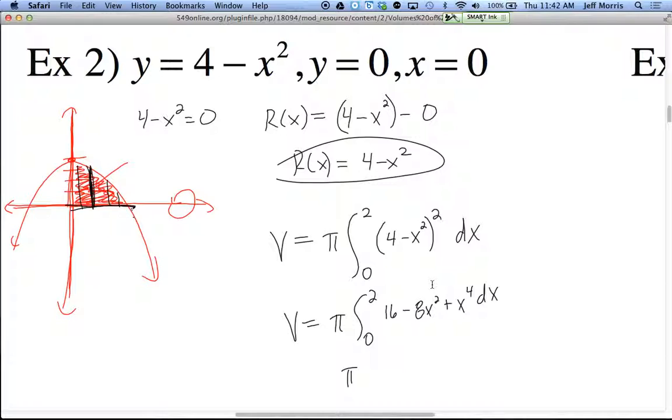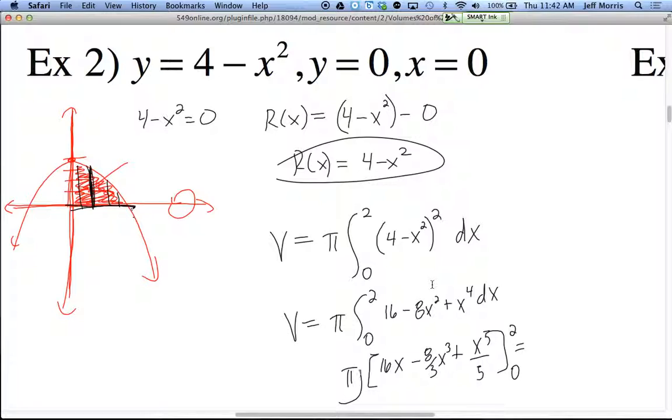All right, let's finish this. Pi, and we're going to have 16x minus 8/3 x cubed plus x to the 5th over 5, from 0 to 2. And without a lot of hoo-ha and getting yourself all frustrated, it's ugly, and it could be non-calculator.